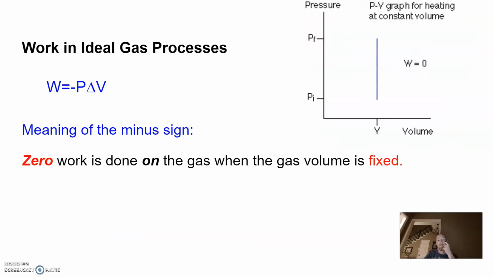Zero work is done on the gas when the gas volume is fixed. So the volume doesn't change. If we lock the piston in place, zero work is done. This is shown on our PV graph by a vertical line. There's no area under that curve. No work is done.